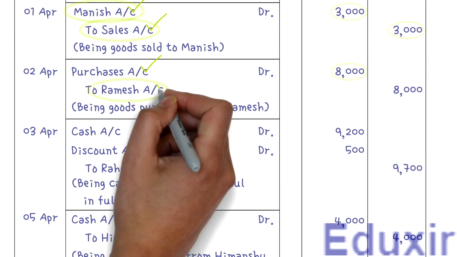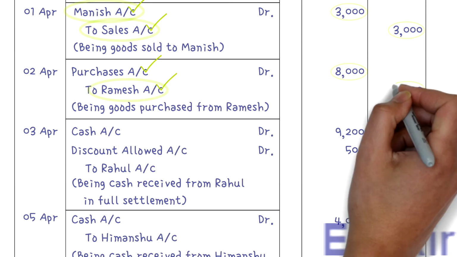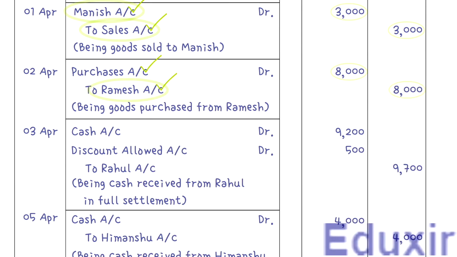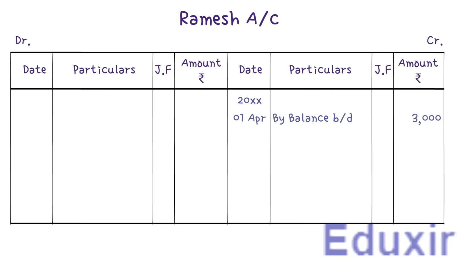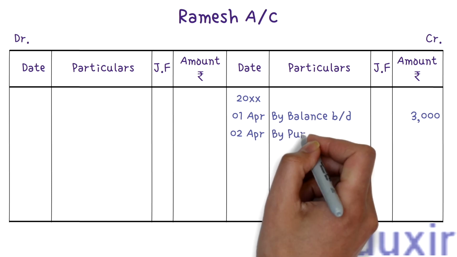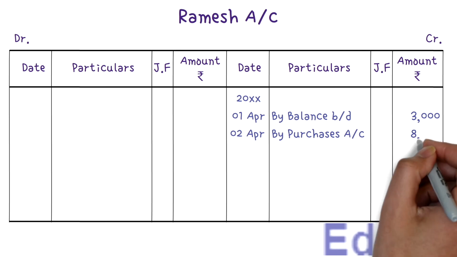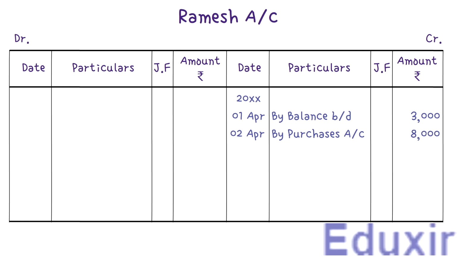As the name suggests, it needs to be posted on the credit side of Ramesh account and the credit amount is 8000 rupees. Note that the details that need to be posted into the particulars column is purchases account. As we already have Ramesh account, let us now post this entry into that account. Let us first write the date. Let us then write by purchases account into the particulars column. Let us then write the credit amount of 8000 rupees in the amount column. With that, we have completed the posting of this journal entry into Ramesh account. Let us now take up the next entry.